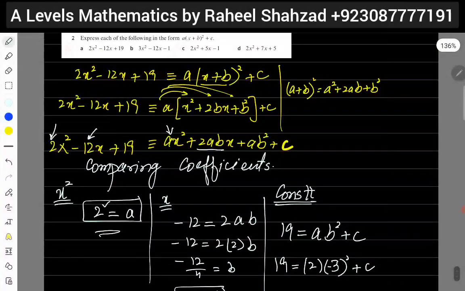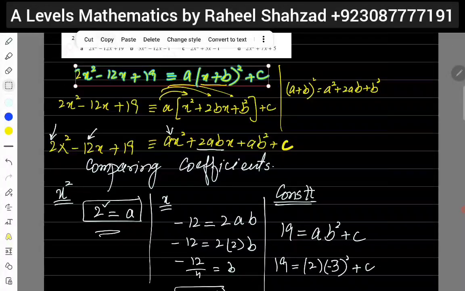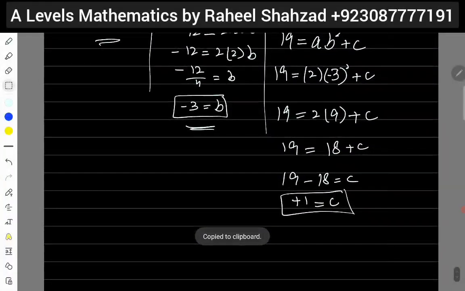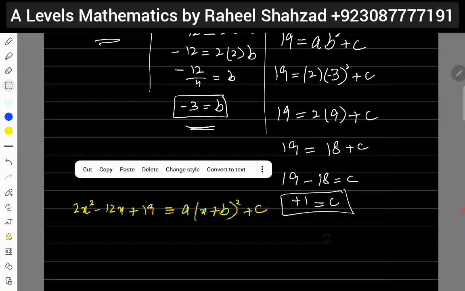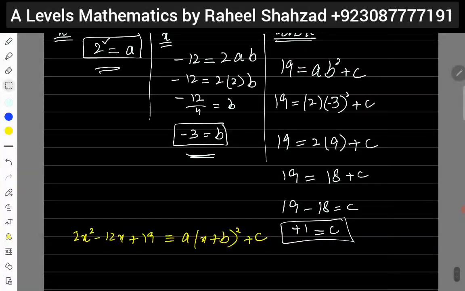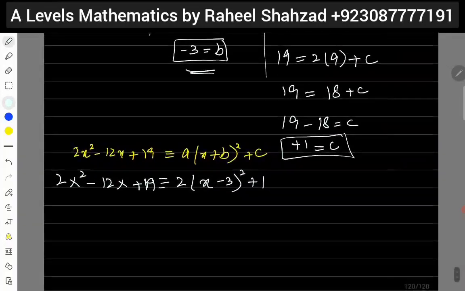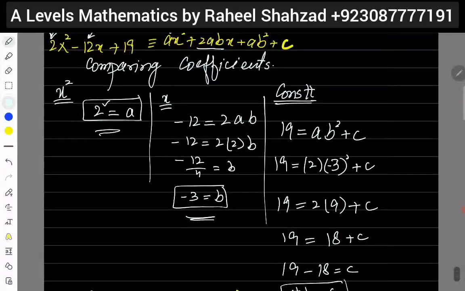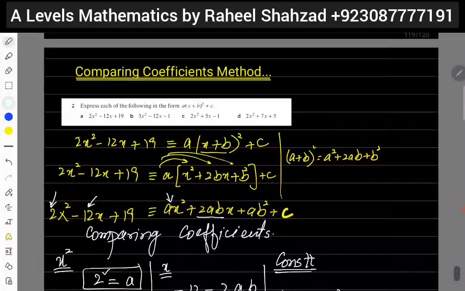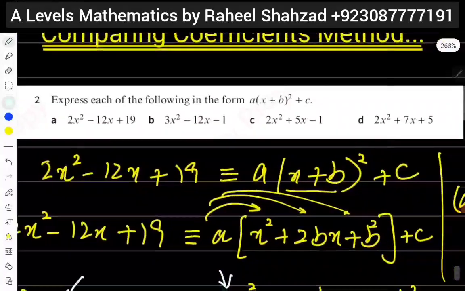So in the beginning when we had to express this in this form, we have values of a, b and c now. So we can write it as a is 2, x minus 3 whole square plus 1. So this is 2x square minus 12x plus 19. This can be written in this form as well using comparing coefficient methods. Okay, so you should try the remaining parts now.